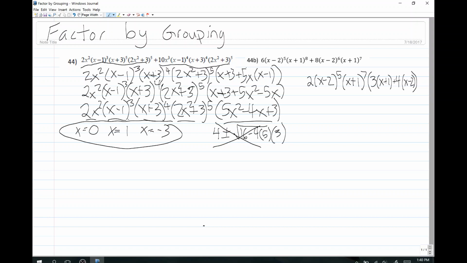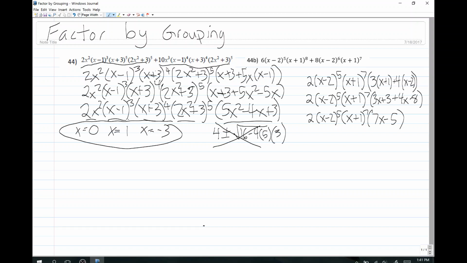So now I'm going to do the same thing, although I have way less junk to write this time, which feels pretty good. And I get 3x plus 3 plus 4x minus 8 in this final parenthesis. Now I'm going to simplify that last parenthesis: 2 times x minus 2 to the 5th times x plus 1 to the 7th times 7x minus 5.